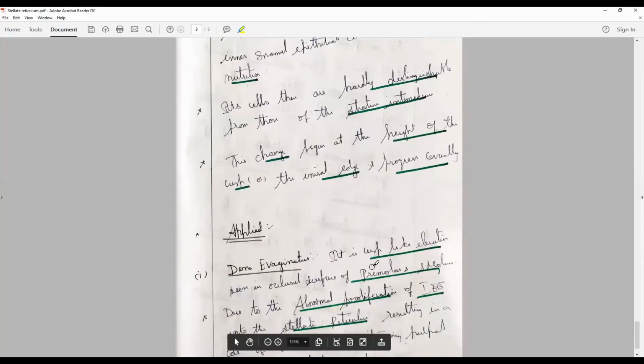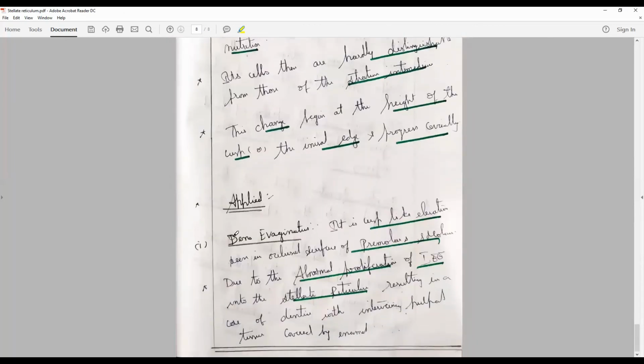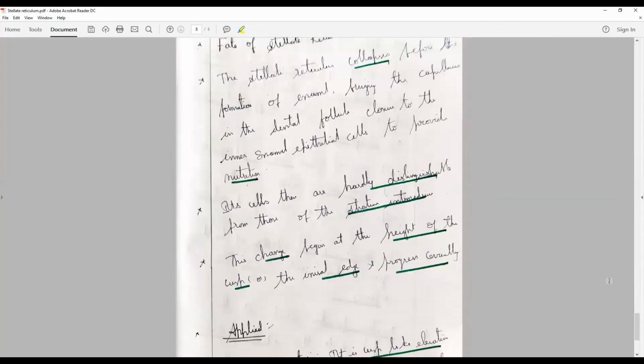Everything is there except for alkaline phosphatase, and applied pathology, the applied clinical correlation: dens invaginatus and abnormal proliferations lead to abnormal shape. These are the factors that you need to consider while writing this. So that brings to an end the discussion on the stellate reticulum functions and fate.